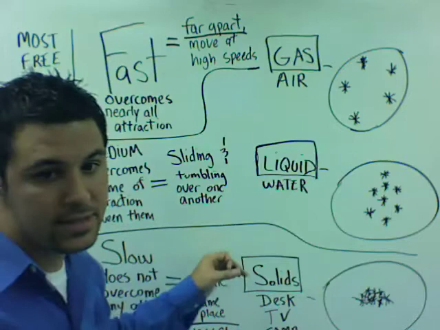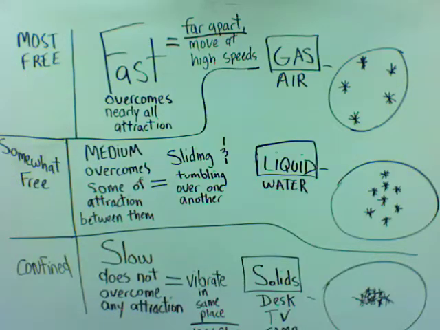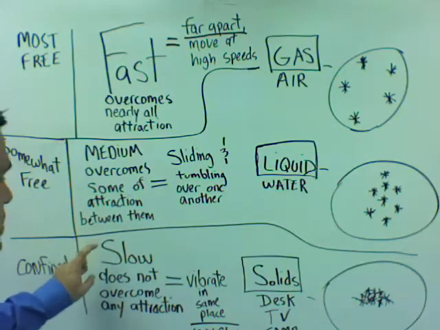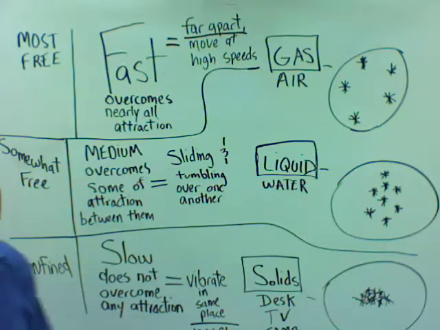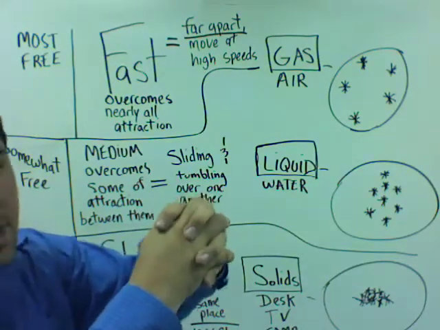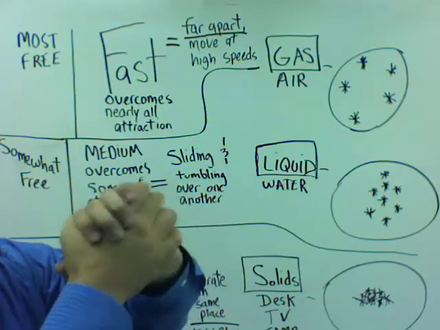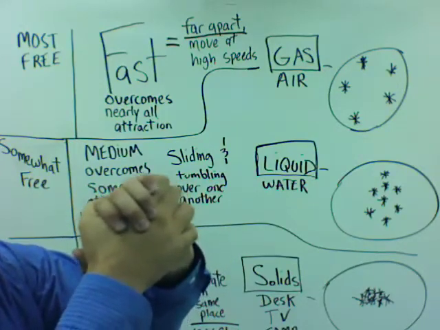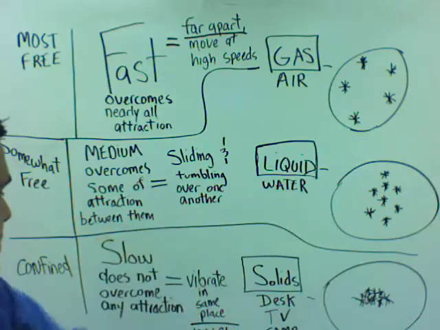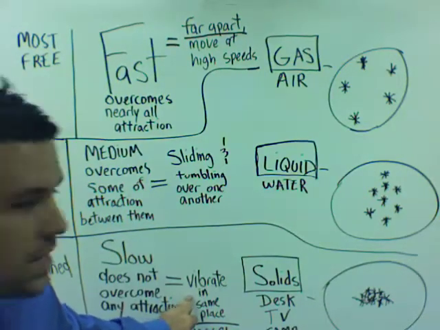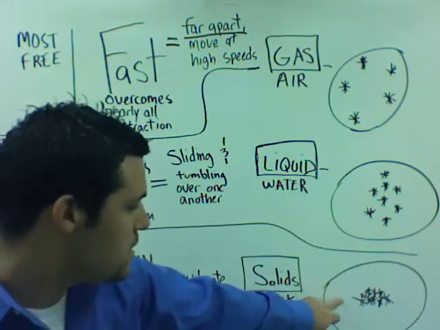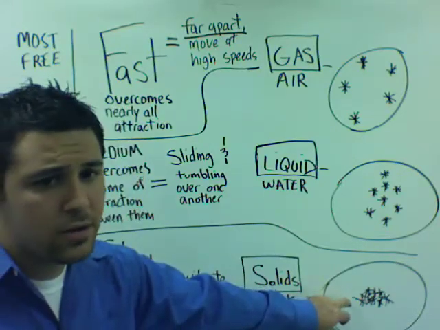Now last we have solids. TV, desk, computer, whatever you want to visualize is fine. These are confined. Like we said earlier, a computer doesn't just float away from itself. Particles in a solid move very slowly. Because of this, they don't overcome any of the attraction with one another. Instead of moving, they just vibrate back and forth. Now these vibrating particles vibrate in the same place and they're very close. You see here, these particles are very, very close to one another.